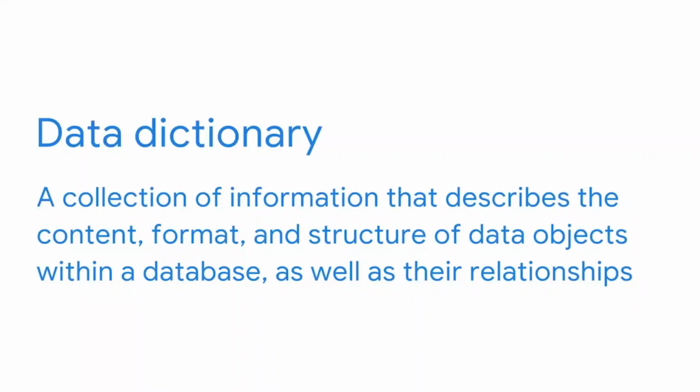In addition to the properties themselves, there are some other documentation tools that support data schema validation: data dictionaries and data lineages. A data dictionary is a collection of information that describes the content, format, and structure of data objects within a database, as well as their relationships. You might also hear this referred to as a metadata repository. You may know that metadata is data about data. This is a very important concept in BI, so if you'd like to review some of the lessons about metadata from the Google Data Analytics Certificate, go ahead and do that now.